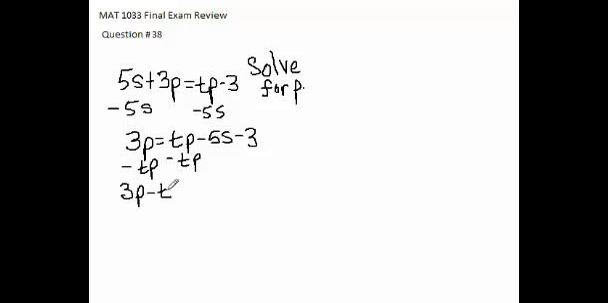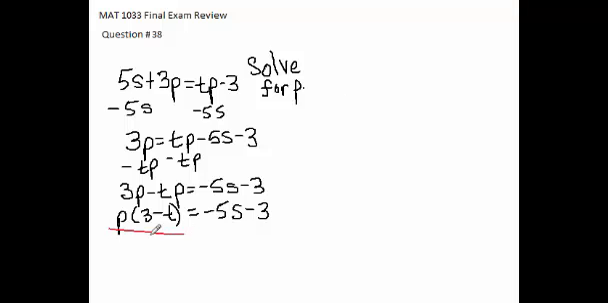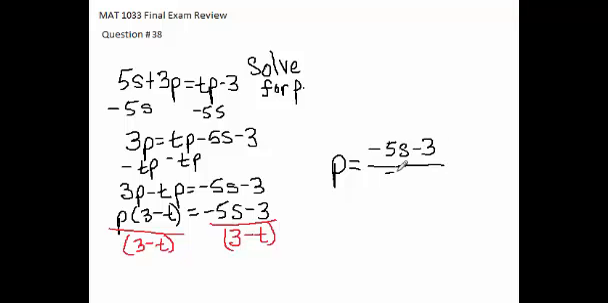3p minus tp is equal to negative 5s minus 3. Factor p out of the two terms on the left. And then in order to isolate p, I'm going to divide by this factor, 3 minus t. And I end up with p is equal to negative 5s minus 3 over 3 minus t.